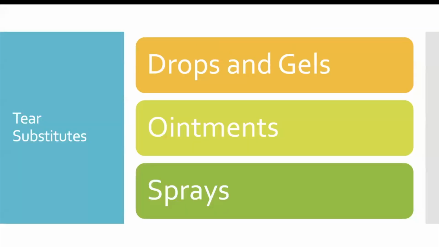So with tear substitutes, you can either have the drops and the gels, your sodium hyaluronates, some carbomer, your ointments, which includes things like vitamin A and the paraffin ointments. They last a bit longer on the eye and they're there to act as a sort of lipid layer, but it's very difficult to mimic it entirely.